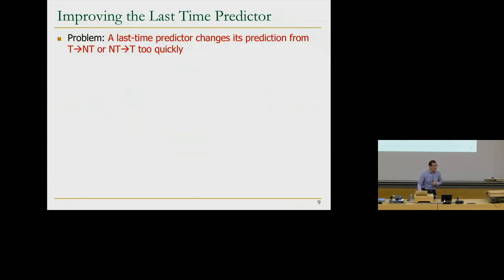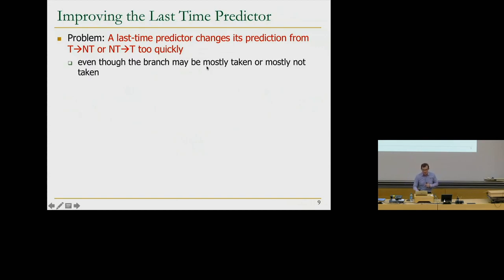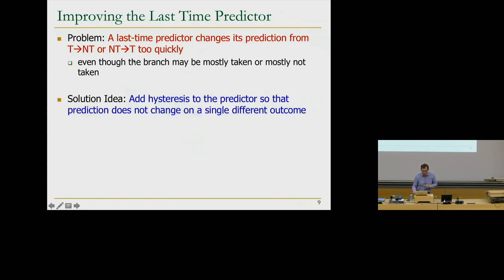This may not be a good thing in all cases. Actually, in most cases, it's not a good thing. As you've seen with the taken, not taken, taken, not taken behavior, right? So you don't want to do this even though the branch may be mostly taken or mostly not taken. Basically, this is done even though that's the case.